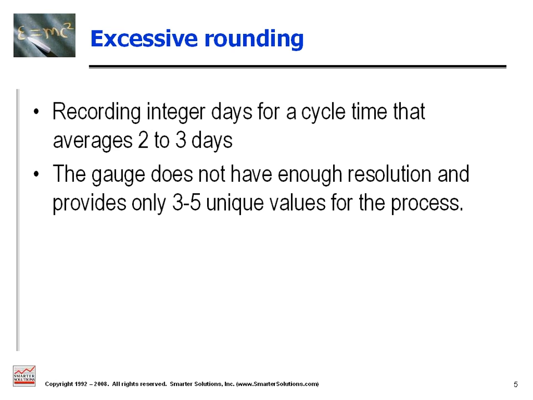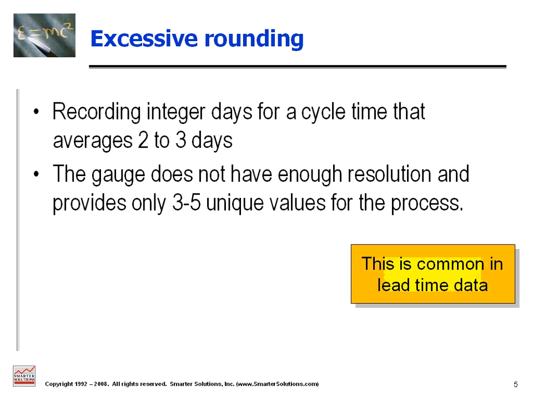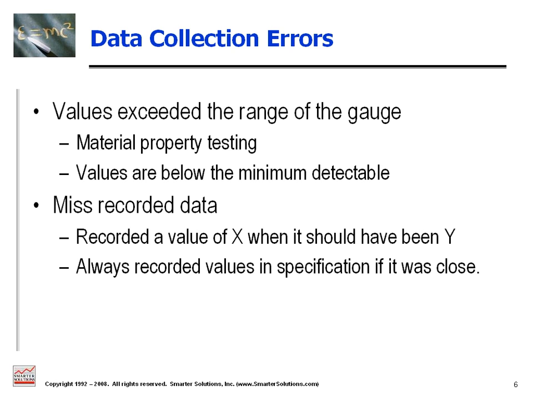Another choice is when you're using a gauge that does not have the resolution you need. It only gives you 3 to 5 or so values, so you can see each step or increment in your gauge. It's very hard to deal with that. So that's what we're talking about there. That's our first example. Next one's data collection errors. The most common one, probably, is material property testing or really reliability testing, where you've got numbers up to a certain point and then they don't record anything.